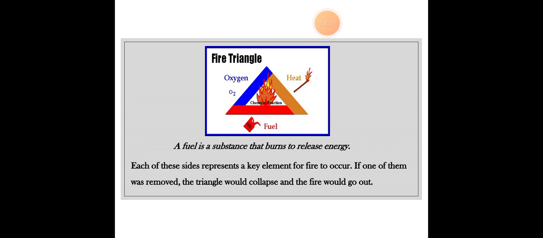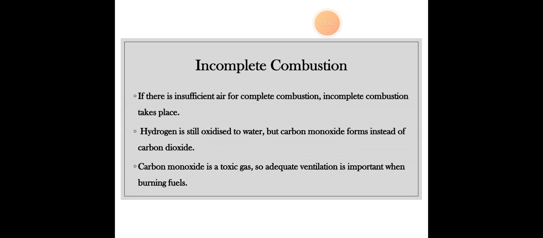These three are very necessary if one wants the fire to be burned. They need fuel, they need heat and oxygen. If one of these is not present, then the fire will go out. Then we are having incomplete combustion. If there is insufficient air for complete combustion, incomplete combustion takes place, when there is not enough oxygen in the environment.